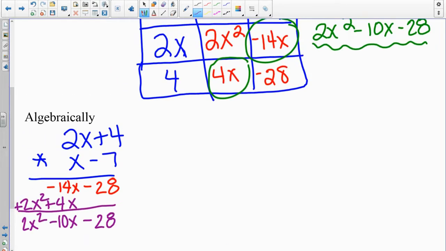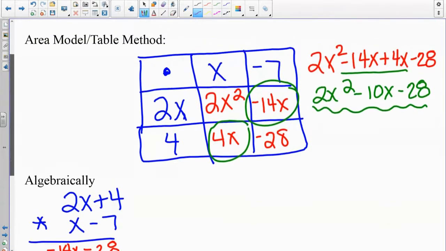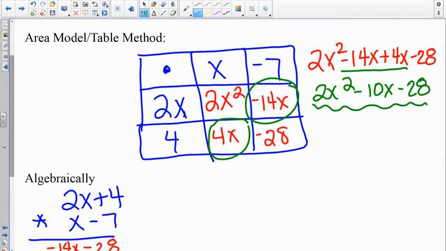Notice these are exactly the same if you do it with the table method or the area model, or you do it algebraically, vertically, we're going to end up with the same answer. It just totally depends on your personality and which way you want to multiply. Your other way algebraically is horizontally.